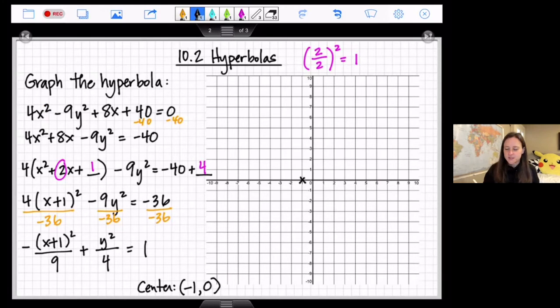And then we'll build our box. So we have 9, which is 3 squared, and 4, which is 2 squared. So I'm going to go 3 tick marks in the x direction and 2 tick marks in the y direction for my box. So I'm going to go 1, 2, 3 in the x direction, 1, 2, 3. And then from the center, I'm going to go up 2 and down 2. So up 1, 2, down 1, 2, and just draw our dotted line box. All right, now that I have the box, we're going to build our asymptotes. So I'm going to draw my diagonals going through the corners of the box and make sure we go through the center with it.